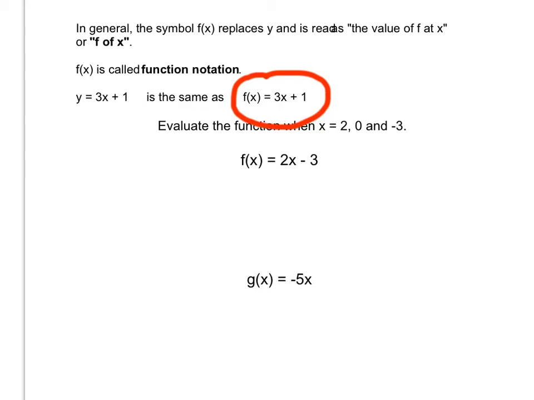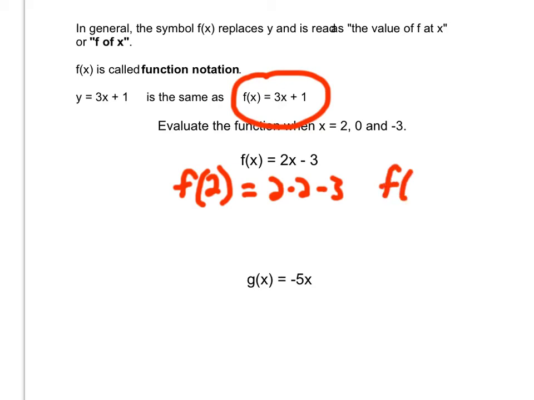Okay, well, the reason why we replaced it with y is for graphing purposes, so that we could graph these things and have an x value and a y value. So y equals 3x plus 1 is the same as f of x equals 3x plus 1, or the value of f at x equals 3x plus 1. So if we want to evaluate the function when x equals 2, 0, and negative 3, we're just going to plug in those values and solve. Okay? So I'm going to say the f of 2, so when I plug in 2, the value of the function at 2 is equal to 2 times 2 minus 3.